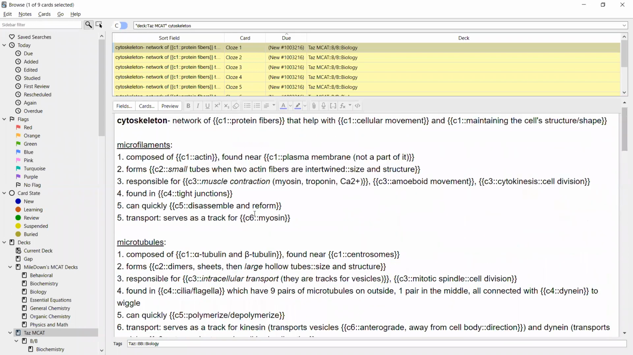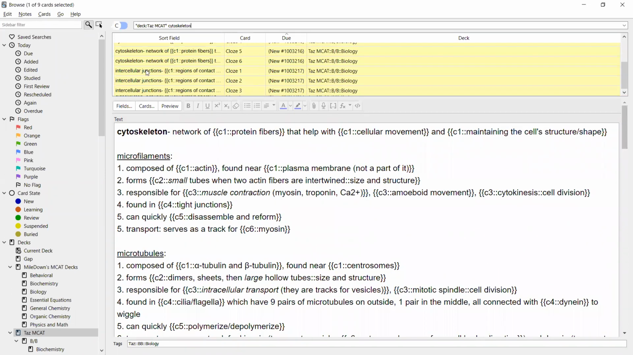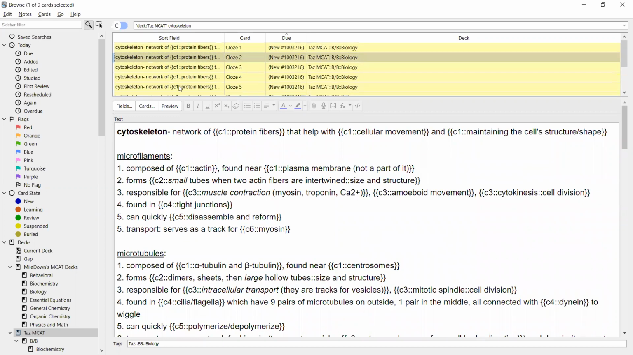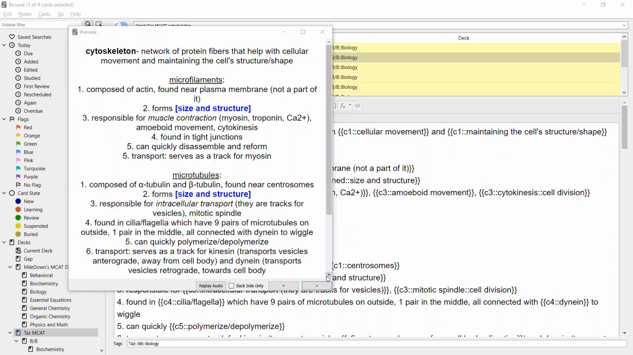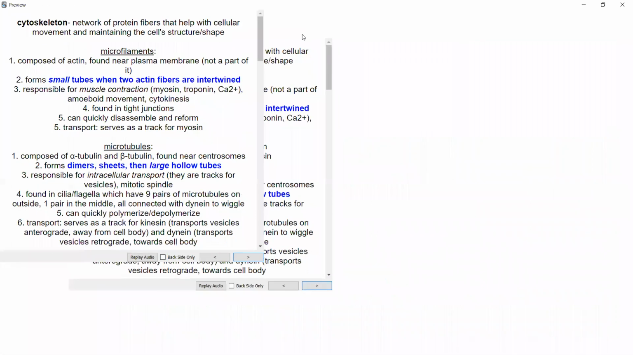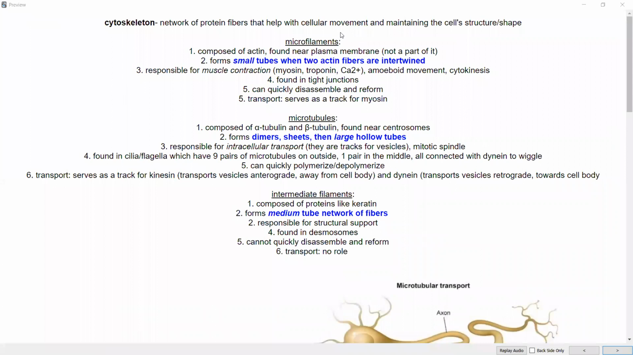I want to show you guys, yeah, so we have the junctions. Okay, good. So in a nutshell, this is my huge summary of everything to do with this. The cytoskeleton is a network of protein fibers that helps with cellular movement and maintaining the cell structure. The key differences: the microfilaments are composed of actin. They're also called actin filaments. The microtubules are composed of tubulin, so that's a key difference. Then we have the intermediate filaments, which are just proteins like keratin.